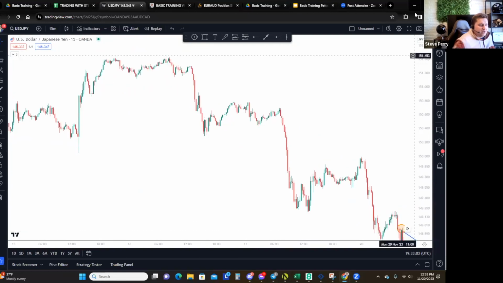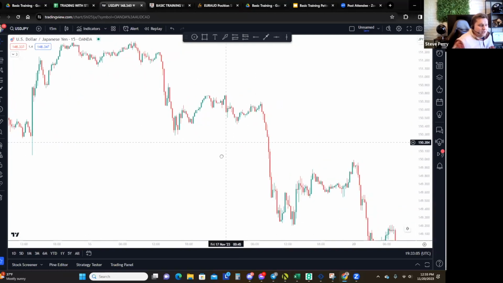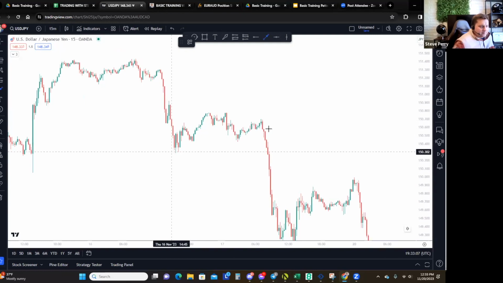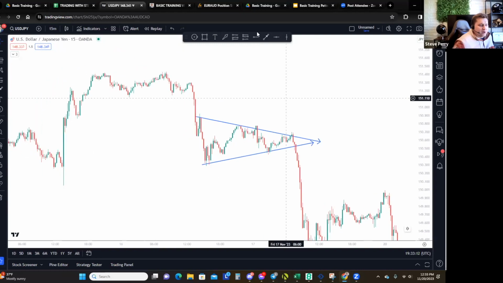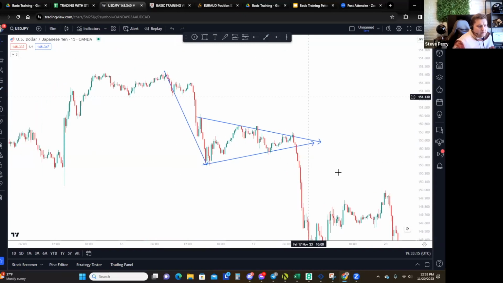Here's one on the dollar euro, and again, this is on a 15-minute chart now. This is actually a bearish flag or pennant. I'm going to call it a pennant. That's a bear pennant right there.